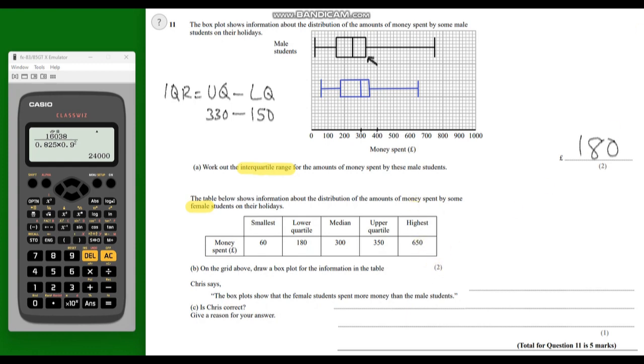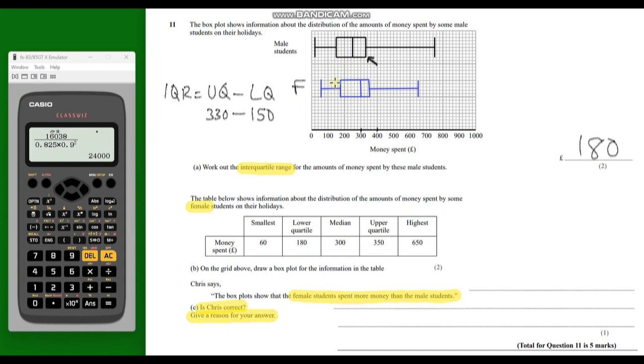Now let's look at part C. So it says, Chris says the box plot shows that the female students spent more money than the male students. Is Chris correct? Give a reason for your answer. Right, let's have a look. So he says that the female students spent more money than the male students. So this is female, this is male.